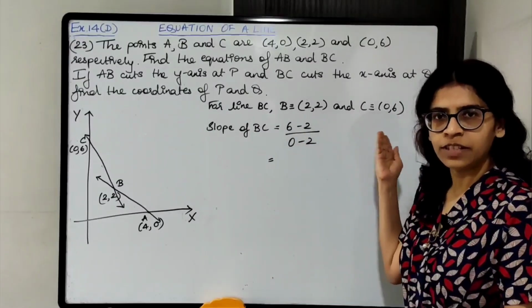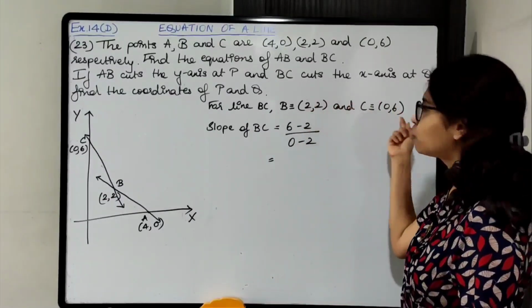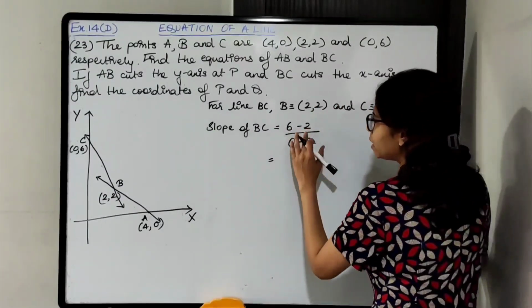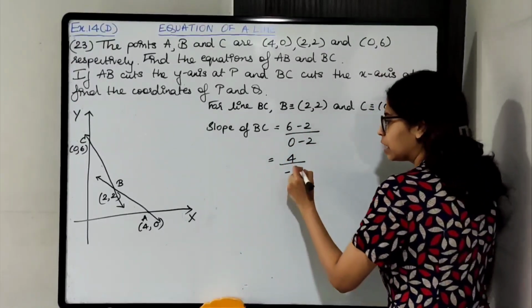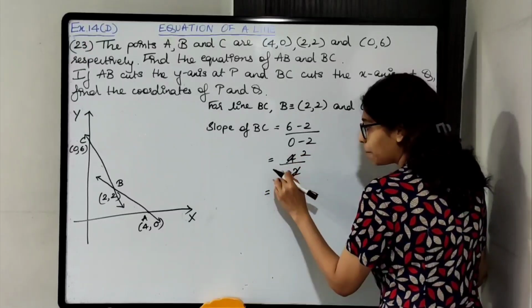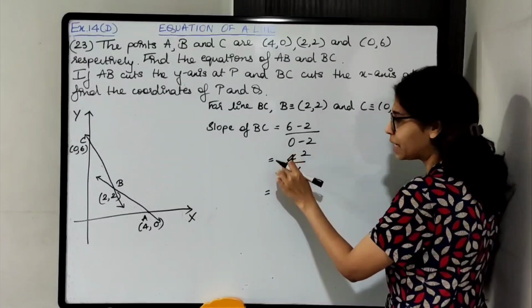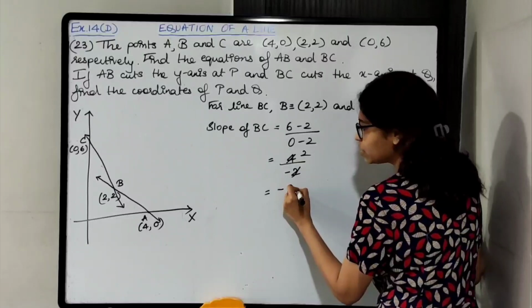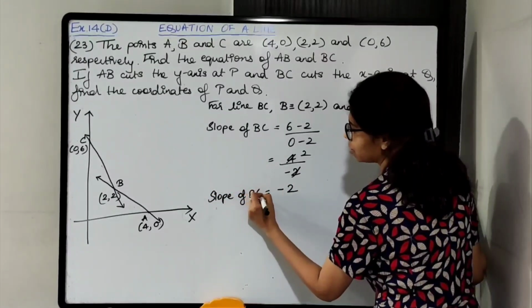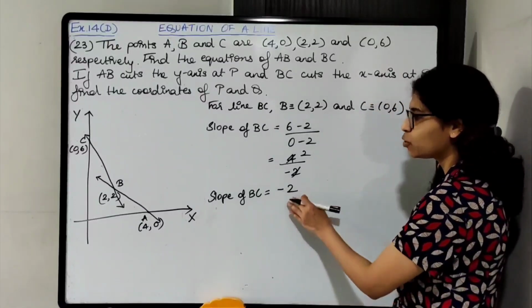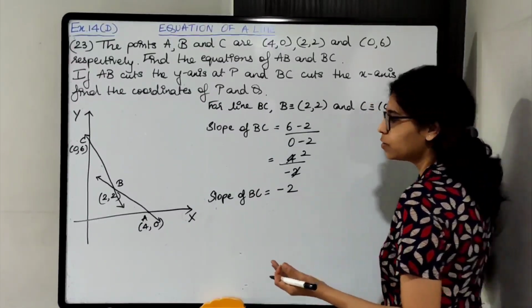You can go the other way around also. 2 minus 6 upon 2 minus 0. 6 minus 2 हो जाएगा 4 and 0 minus 2 is minus 2. 2 2s are minus हो जाएगा यहाँ पे, है ना? Minus will go in numerator. So minus 2. Be very careful with signs, otherwise your answer will come wrong. Okay? Slope मिल गया. Now let us find out the equation.